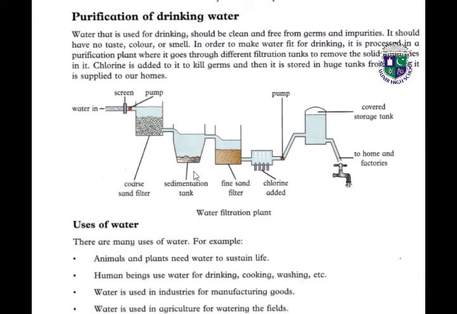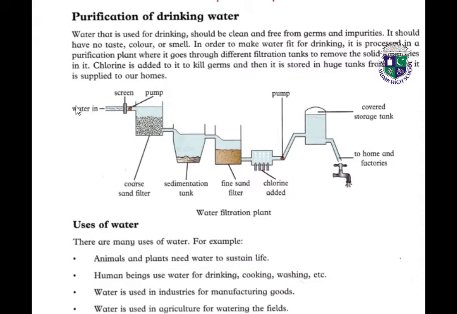So here we have the water filtration plant, where it goes through different filtration tanks to remove the solid impurities in it. Chlorine is added to it because chlorine is very helpful in cleaning drinking water, because it kills germs, and then it is stored in huge tanks from where it is supplied to our homes. So look at this water filtration plant.